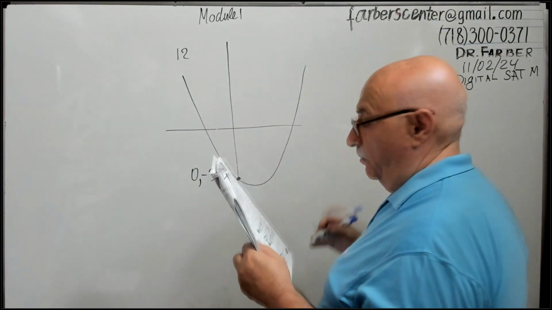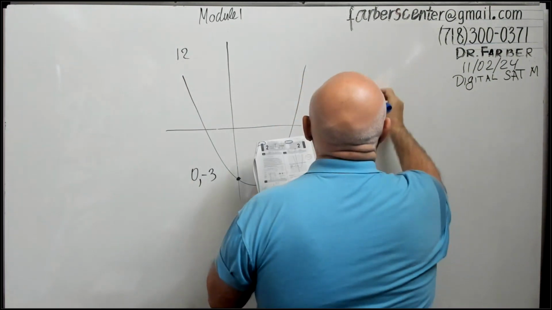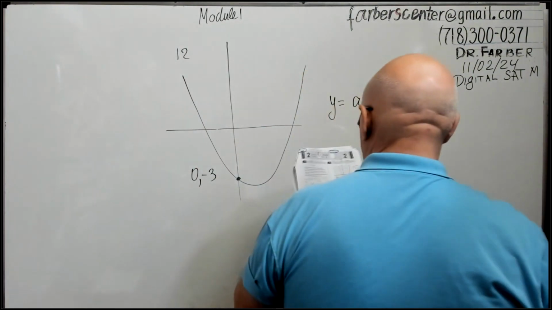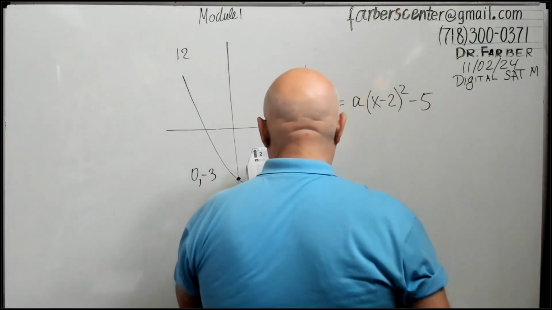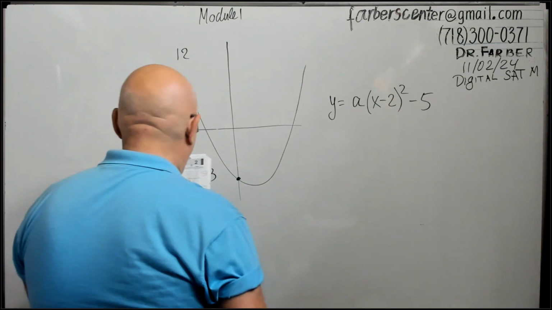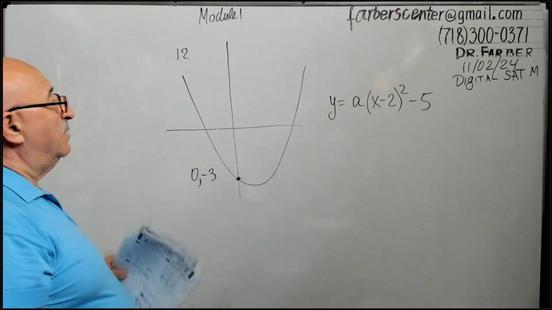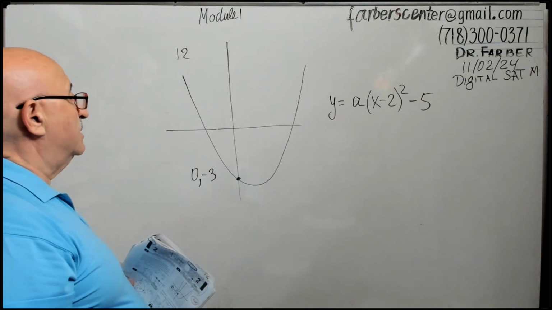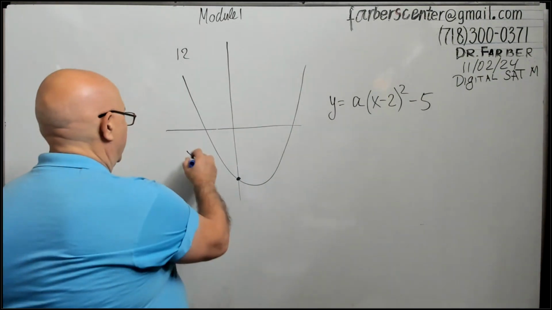And this says y equals a times (x minus 2) to the second minus 5. Okay. What is the value of a? Well, you know this is the vertex form equation of a parabola. And any point of this parabola satisfies this equation. We name it an ordered pair.